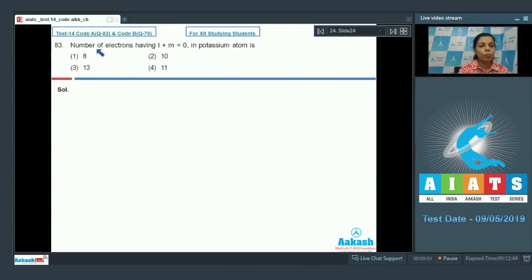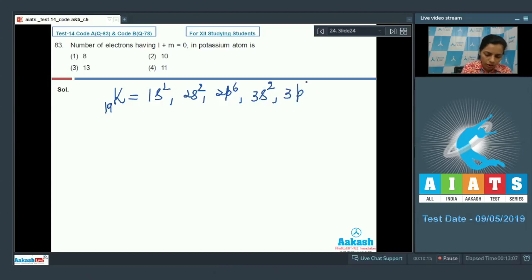Let's take the next question. The number of electrons having L plus M equal to 0 in a potassium atom is? First of all, we need to write the electronic configuration for potassium. What is its atomic number? That's 19. And its configuration is 1s2, 2s2, 2p6, 3s2, 3p6, and then 4s1. This is the electronic configuration. We are talking about the M plus L value that is 0 in a potassium atom.